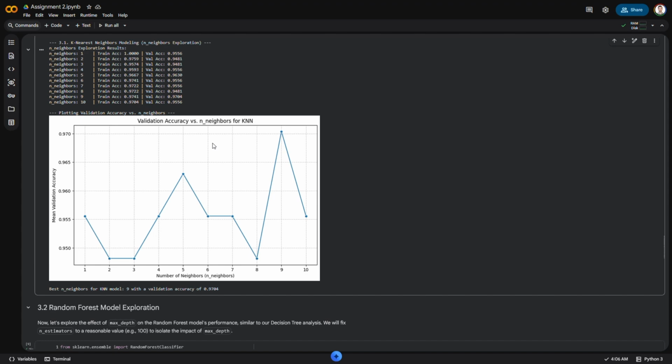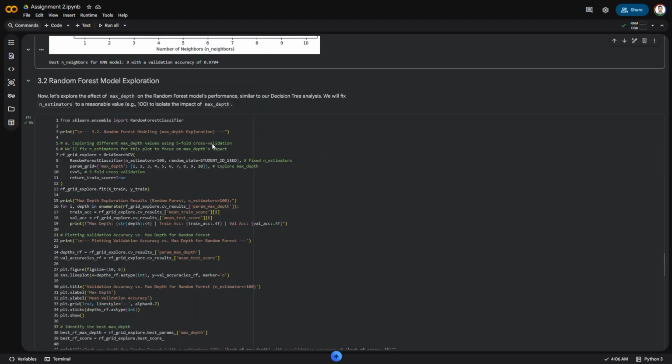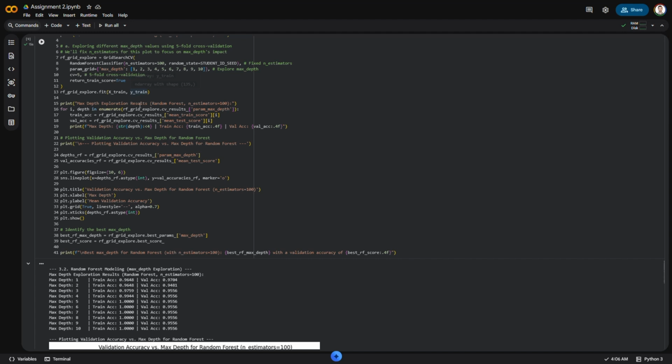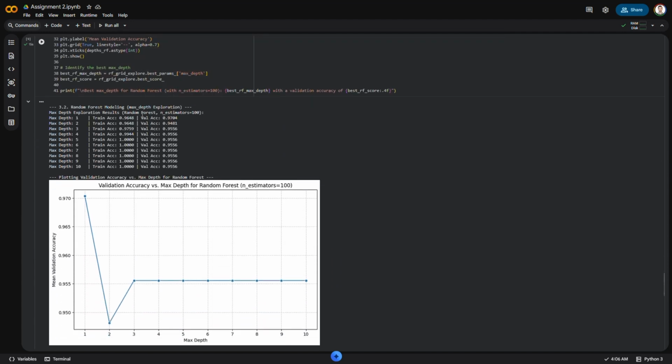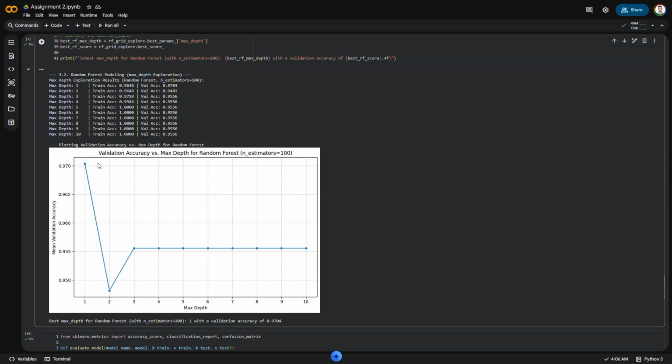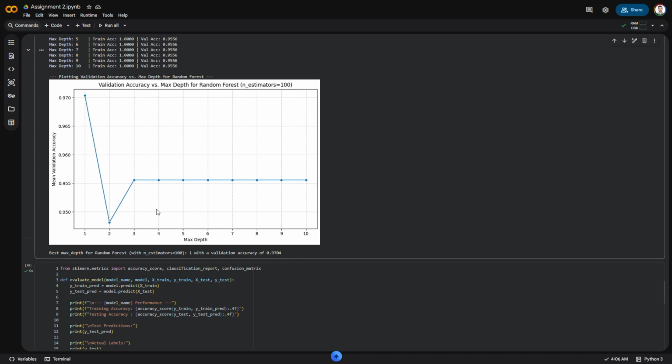The third model was random forest with 100 trees. I explored different maximum depths. Interestingly, the best validation accuracy occurred at depth 1. This shows that the dataset is simple enough that even shallow trees can separate the classes well. The random forest test accuracy was 0.933, with one versicolor sample misclassified as virginica.